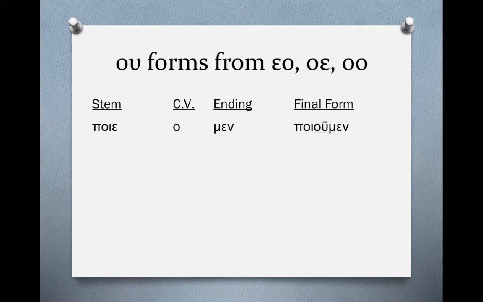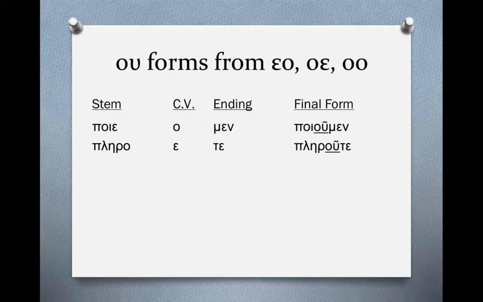So for instance, if we have the stem poie, which is from poieo, the connecting vowel is going to be omicron, and the ending, if it's the first plural form, would be men. So we've got poie, o, men. That becomes poioumen because epsilon and omicron form omicron upsilon. So instead of saying poieomen, the Greeks would say poioumen. It's just a quick blending of those two sounds, and it forms this diphthong.